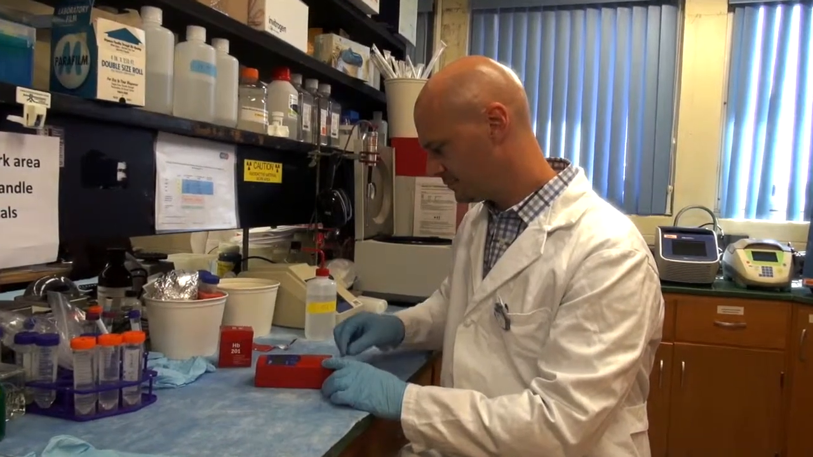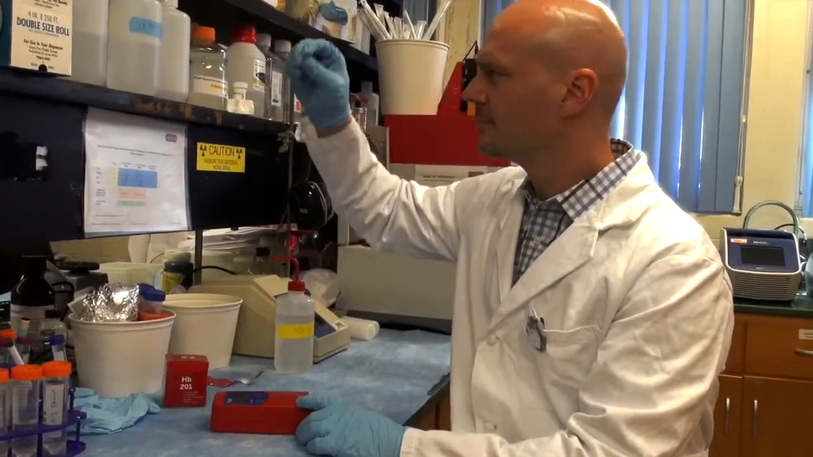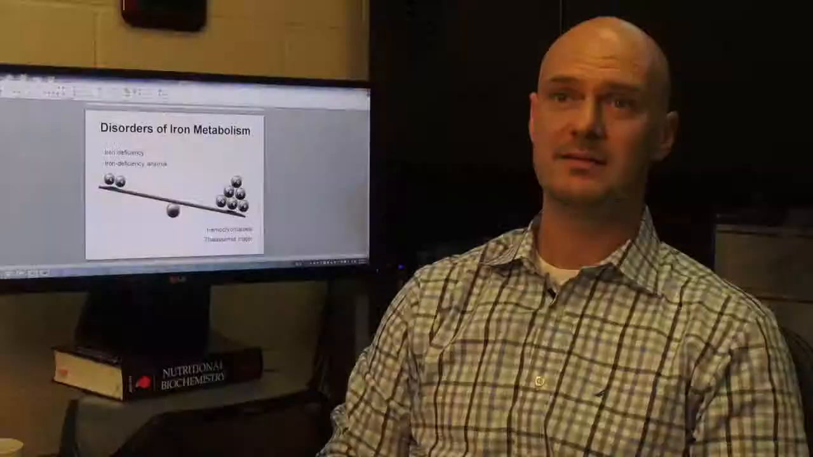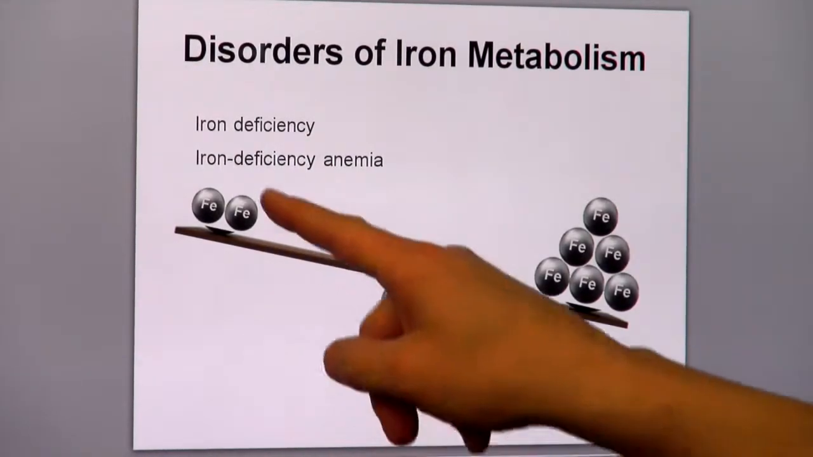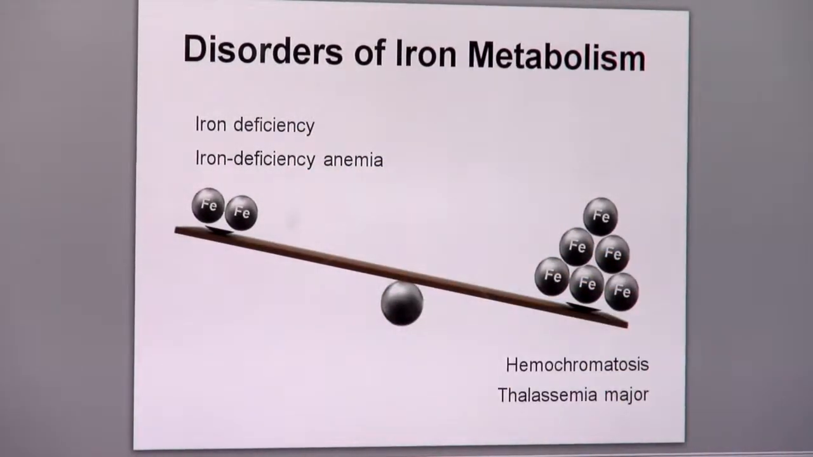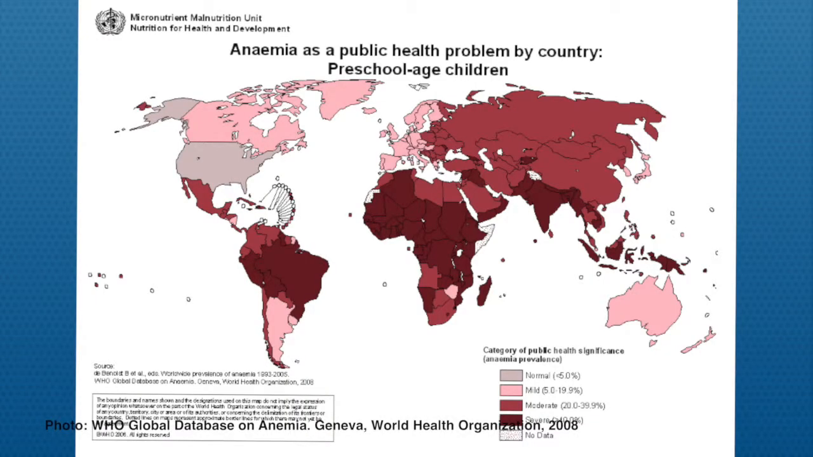My research focuses on the molecular mechanisms of iron transport. Basically, we're trying to figure out how iron, the essential nutrient, or essential metal in this case, is taken up by cells. Disorders of iron metabolism are some of the most common disorders affecting humans. Iron deficiency, for example, affects over 2 billion people in the world.